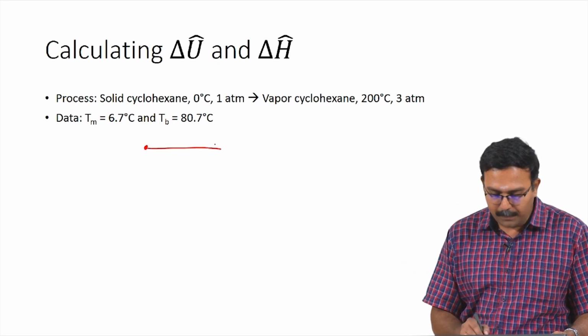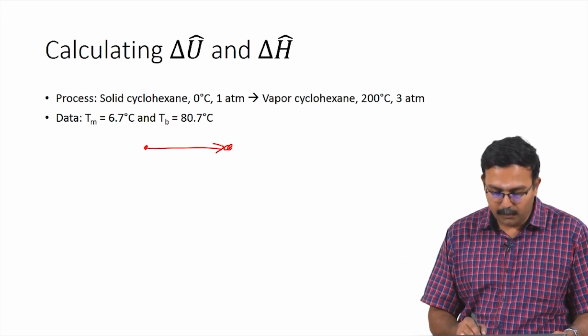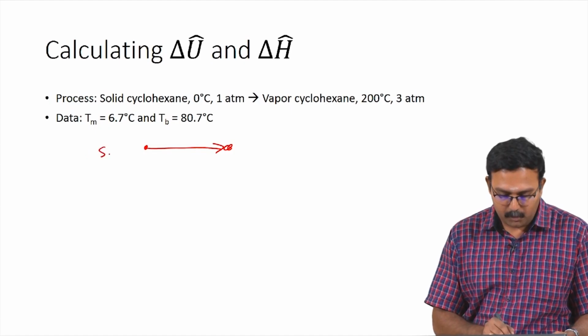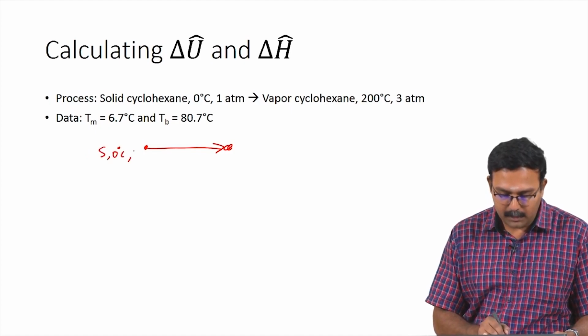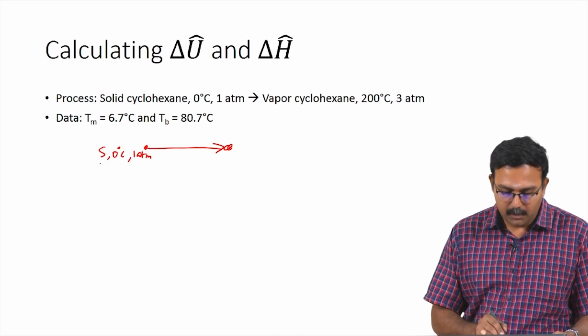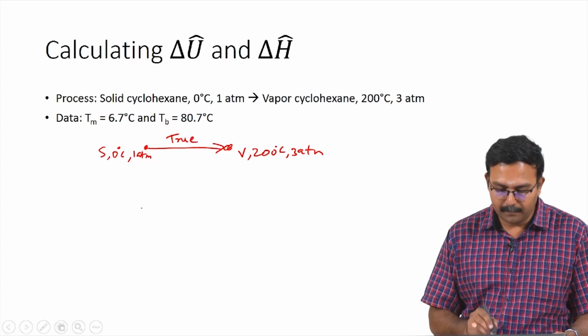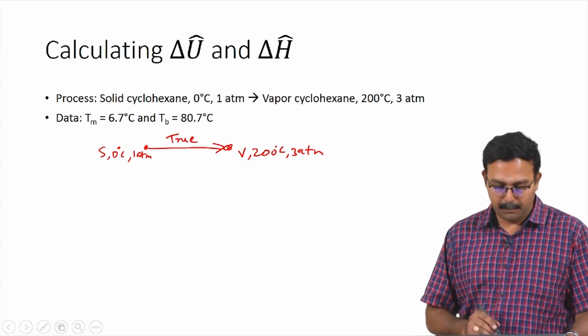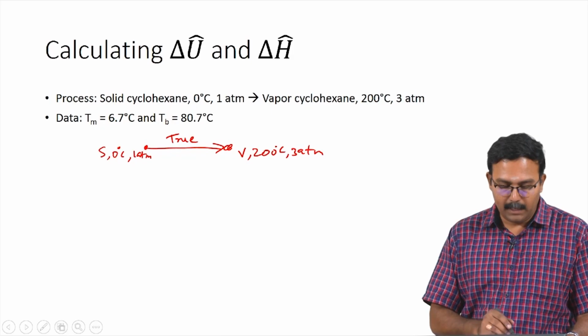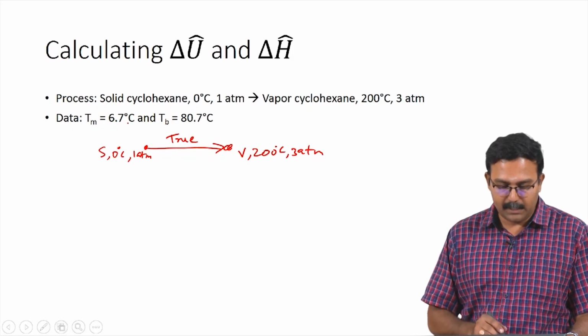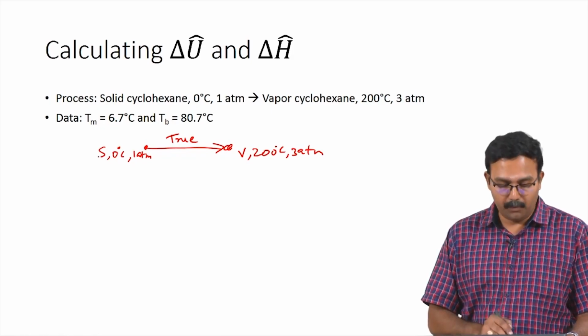So, the real true path is this, where you go from initial, which is solid 0 degree Celsius and 1 atmosphere. From here you go to vapor 200 degrees Celsius and 3 atmosphere. So, this is the true path. Now, we are going to build a hypothetical path. So, we know that melting point is 6.7 degrees Celsius. So, the change of phase from solid to liquid has to happen at that temperature.